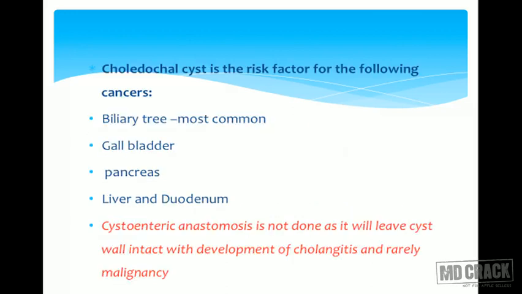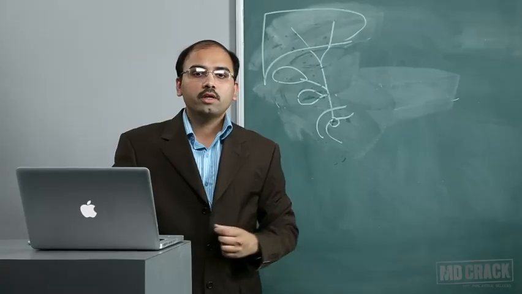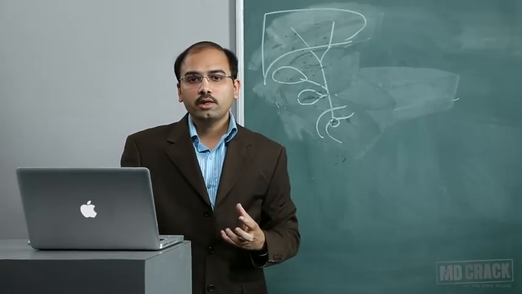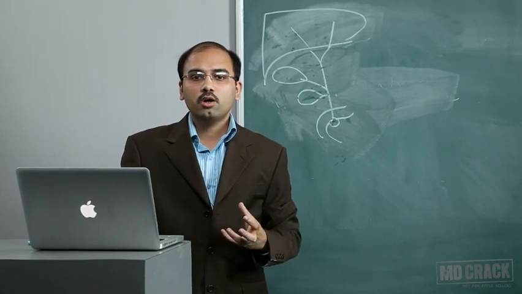Choledochal cyst is a risk factor for the following cancers: biliary tree, which is the most common, gallbladder, pancreas, liver and duodenum. So if you are asked which conditions can be risk factors for malignancy, choledochal cyst should be kept in mind because there can be various questions on this. Cystoenteric anastomosis is not done as it will leave the cyst wall intact with the development of cholangitis and rarely malignancy. So when you want to treat these conditions, the gallbladder along with the abnormal cysts are taken down and enteric anastomosis is done below. So friends, we saw various modalities of evaluation of the gallbladder and various congenital abnormalities along with choledochal cyst.